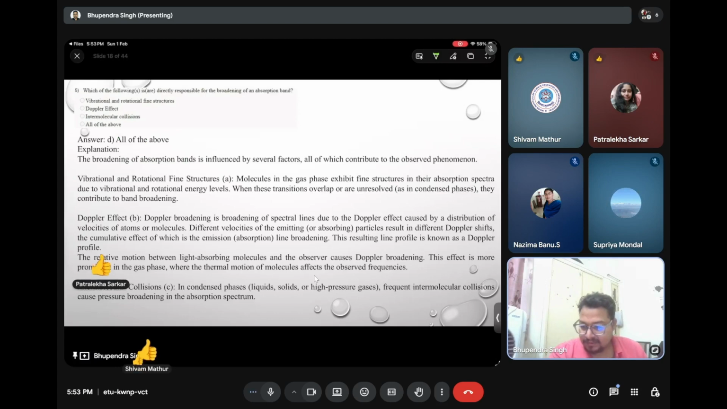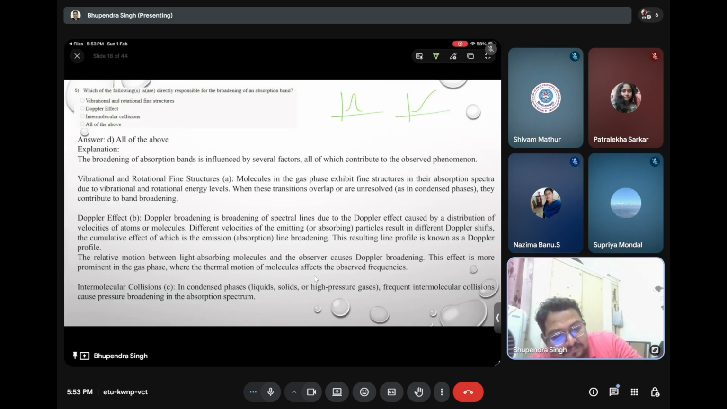Okay. Which of the following is directly responsible for broadening of the absorption band? Broadening of the absorption band means, maybe the absorption band can be like this. If it is broadened, it means this. The width of the absorption is small here. The width of the absorption in this case is higher. So this is called the broadening of the absorption band. So the question, which is a multiple select question, is which is directly responsible for broadening of the absorption band.